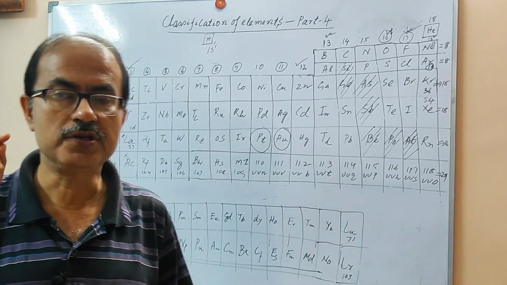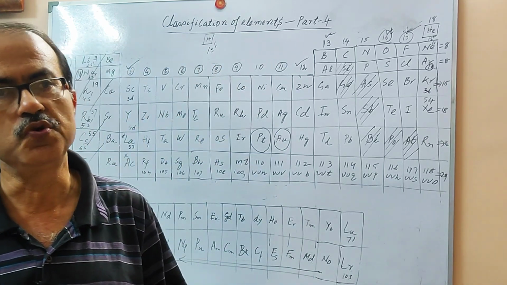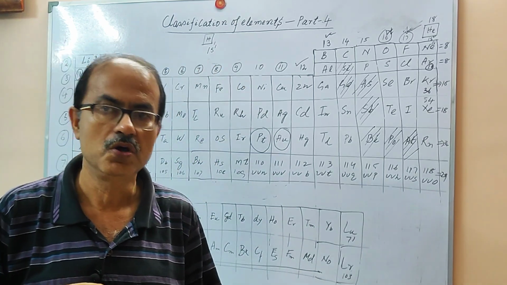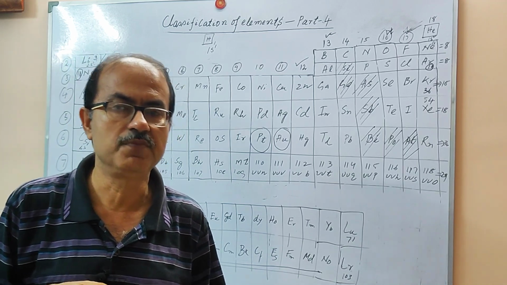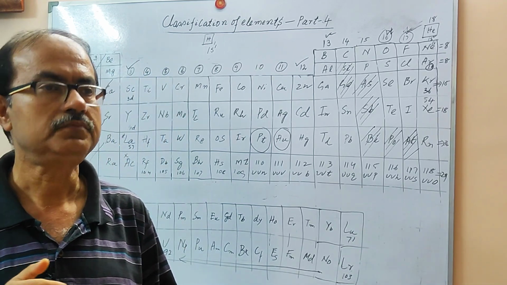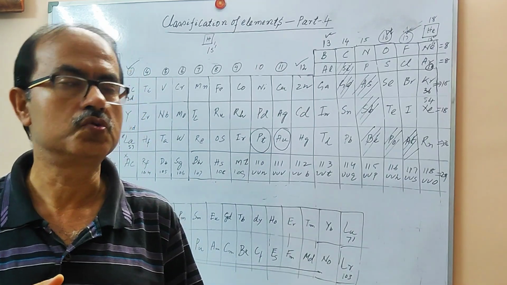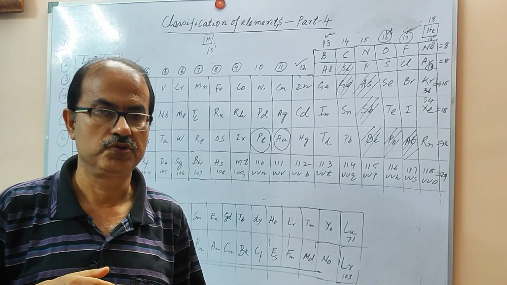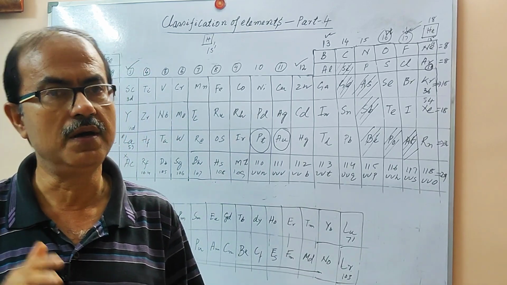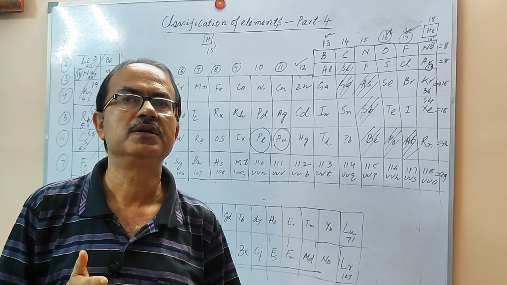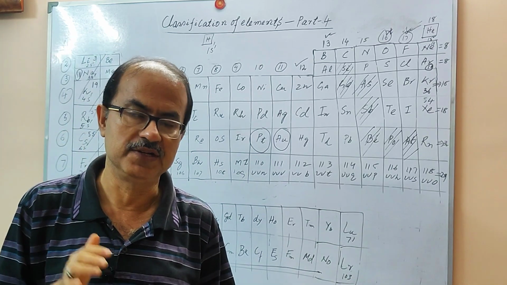So when we are talking about the position, there are basically two things: one is the period and the other is the group. These two things will determine the position. Any element will be assigned a group and also a period. Period is basically the principal quantum number of the valence shell of the atoms of the element.